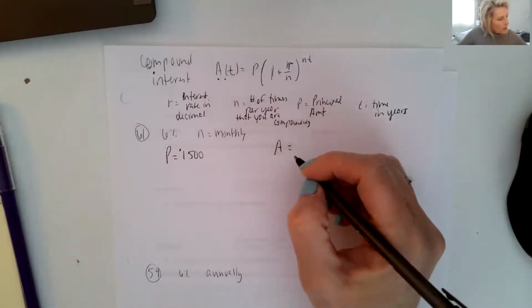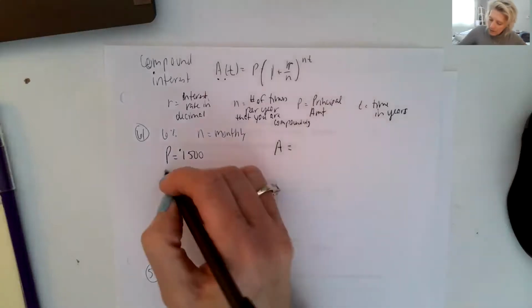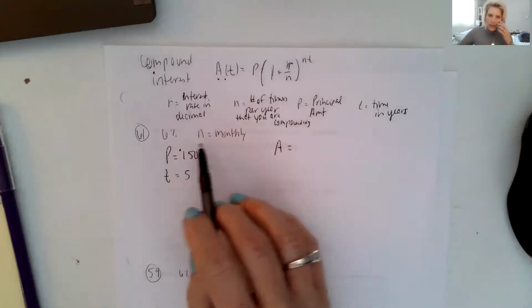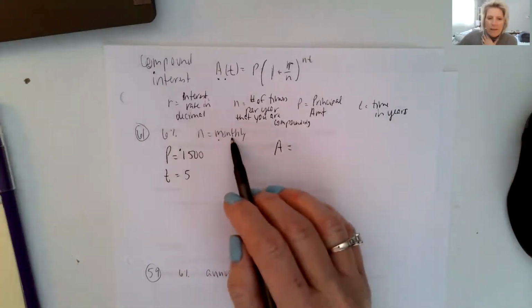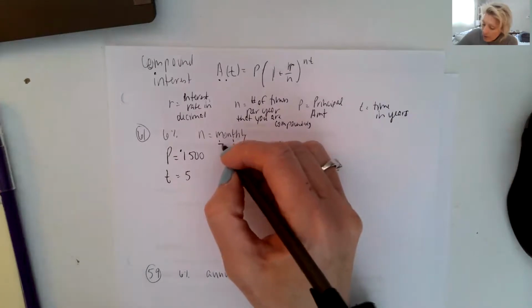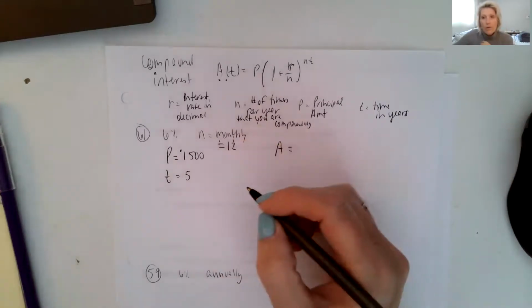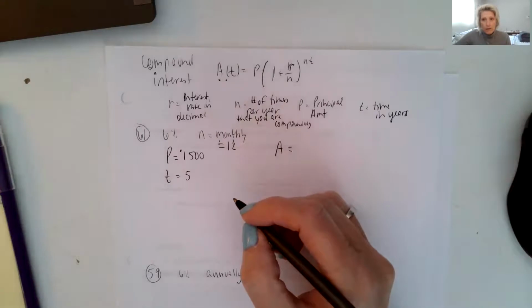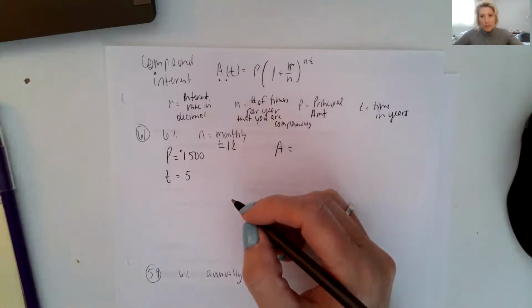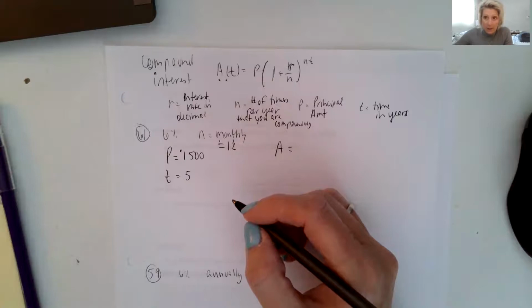Find the total amount in a bank account after 5 years, so time is 5, for the different situations. So n is monthly. That tells us that because it's monthly, there are 12 times in a year that they will give us interest. So after 1 month, January to February, they're going to ask how much interest did you earn, and they put that into your account and add that to what the money is going to grow based on.